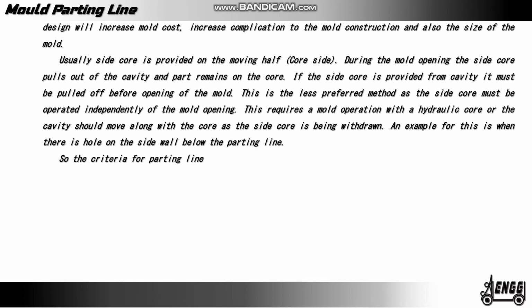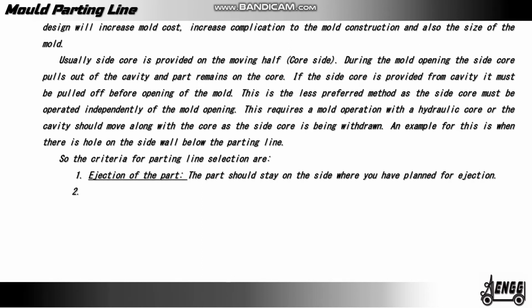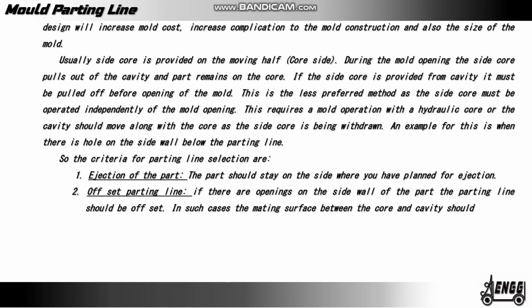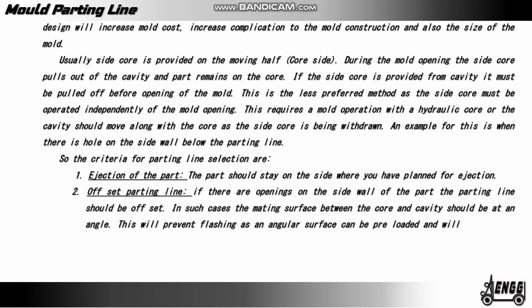So the criteria for parting line selection are: 1. Ejection of the part. The part should stay on the side where you have planned for ejection. 2. Offset parting line. If there are openings on the side wall of the part, the parting line should be offset. In such cases, the mating surface between the core and cavity should be at an angle. This will prevent flashing as an angular surface can be preloaded and will also reduce wear as there is no sliding surface. 3. Strength of the parting line.